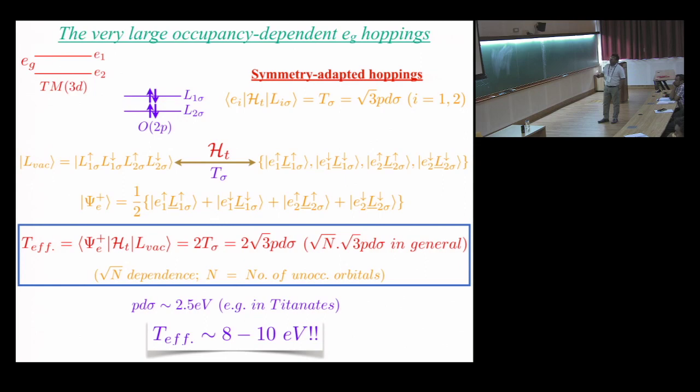Moreover, depending on the number of channels that are empty here, this hopping renormalizes to √n times this hopping. So remember, that can go to as large as 10 electron volts in the titanates. The important thing to note here is that this is very large. It will significantly modify this value of delta, and it depends on √n, okay?